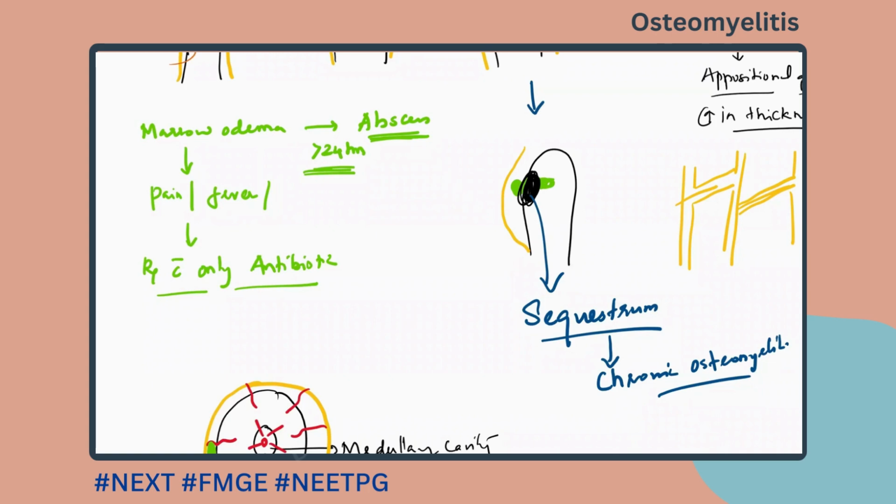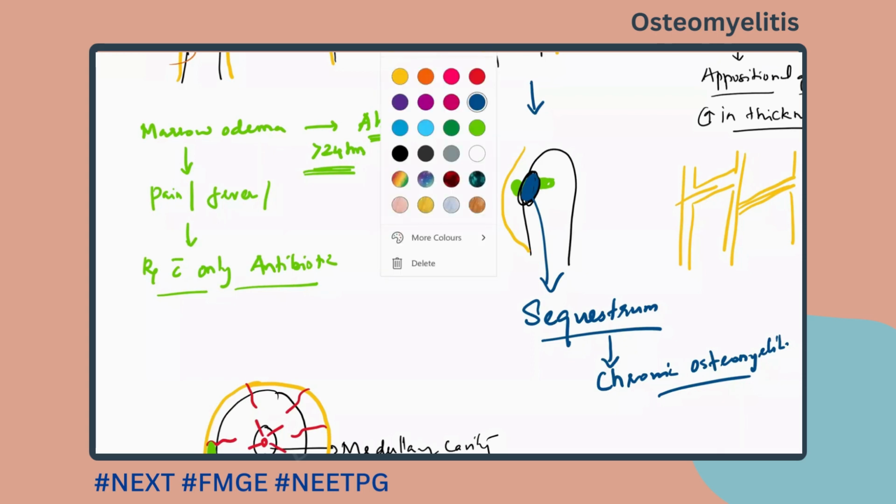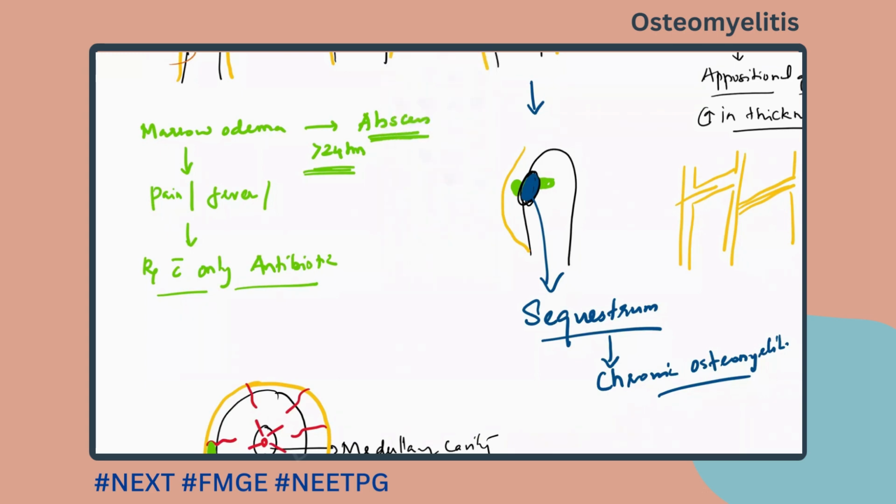Fine. See, whenever the sequestrum is formed here, then it becomes chronic osteomyelitis. Now what happens to the periosteum on the outer side? The periosteum always has a nature to fight. It fights the infection by forming new bone. So the periosteum will start laying new bone here.